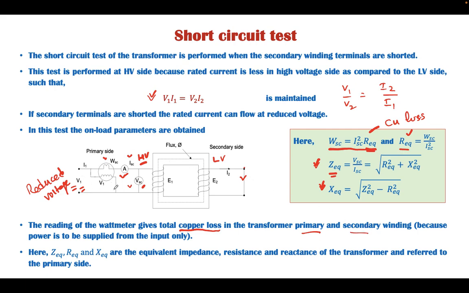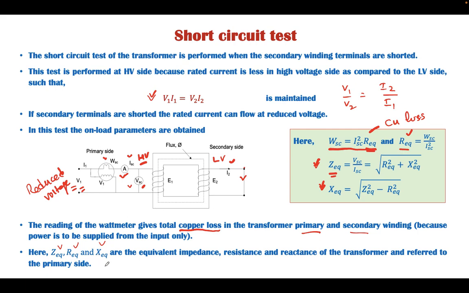Whatever the reading of this wattmeter is, these are the losses in the transformer, and these losses occur not only on the primary side but on the secondary as well. Here we calculated Z equivalent, R equivalent and X equivalent, and because these are equivalent parameters, they are referred from one side to the other side. Here the primary side is the HV side and the secondary side is the LV side. We can say these are the parameters referred from the low voltage side to the high voltage side.